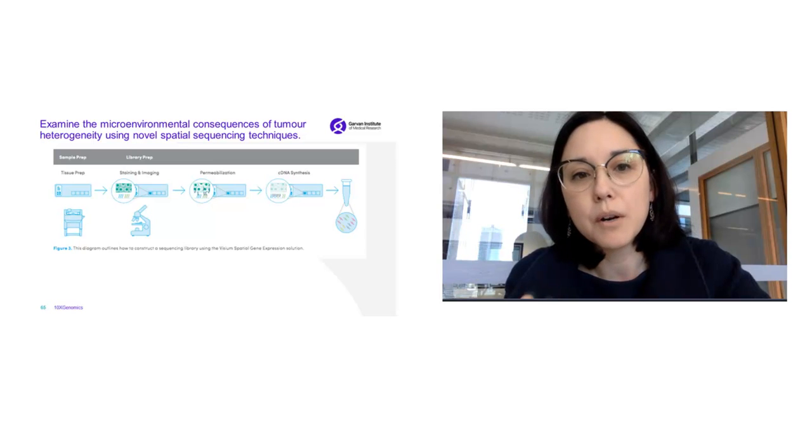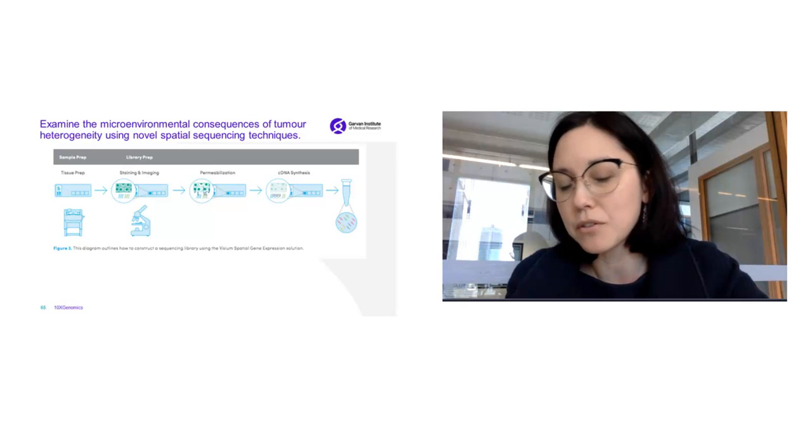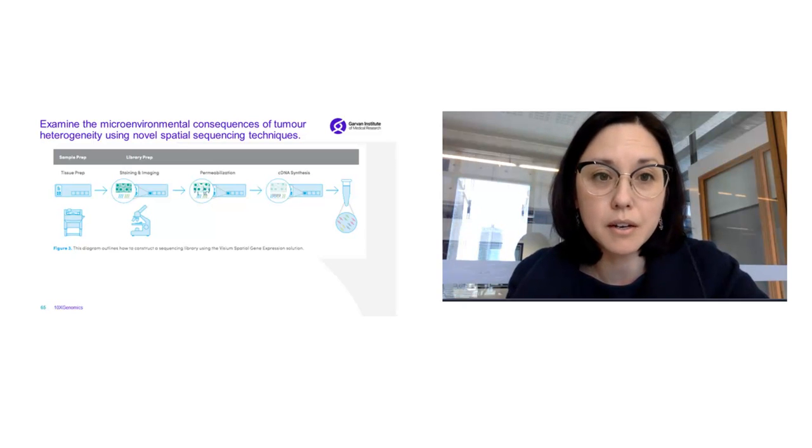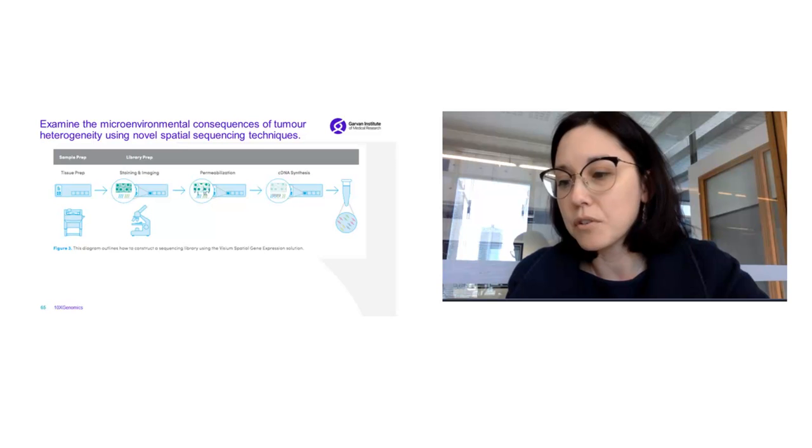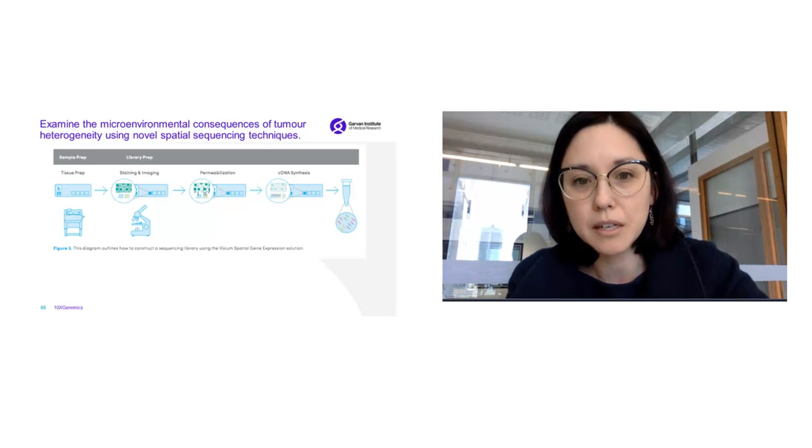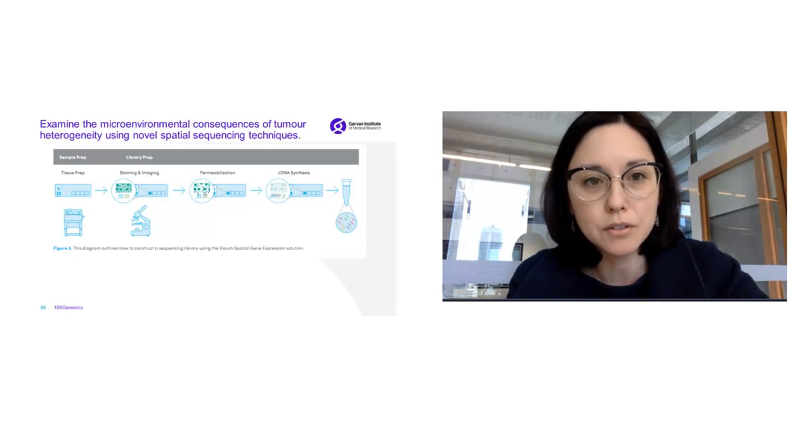So one of the strategies to circumvent this is to use a spatial technique. We're using the Visium technique at the Garvan Institute. And for those of you who haven't heard of this, you have specially labeled slides where you can place a section of tissue.